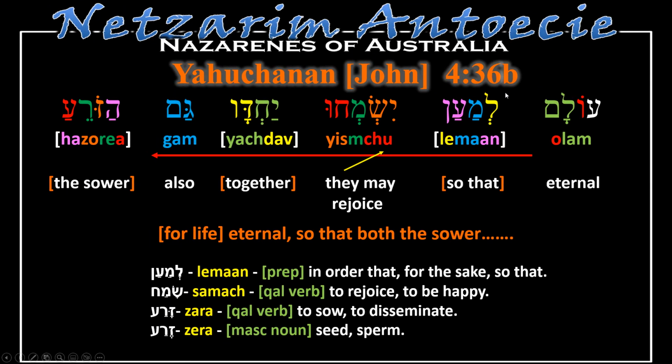And 36b, we have an ayin, a vav, lamed mem sofit, lamed mem ayin nun sofit, yod sin mem chet vav, yod chet dalet vav, Gimel Mem Sofit Hey Zion Resh Ayin. And we're reading again, silent. Olam, eternal. Lema'an, so that.